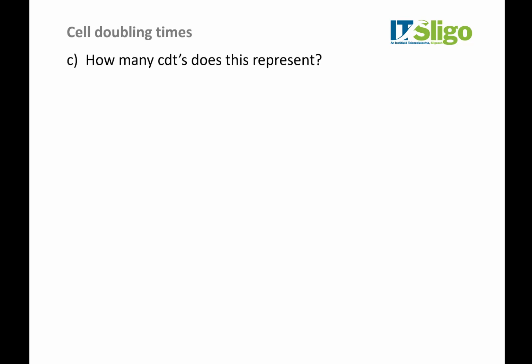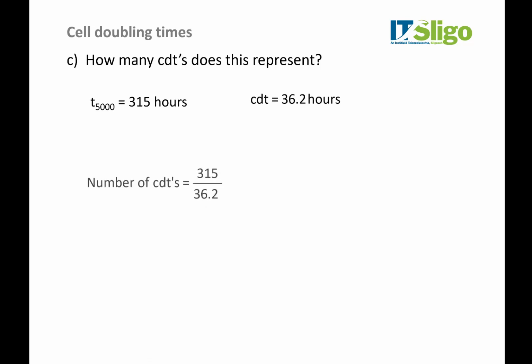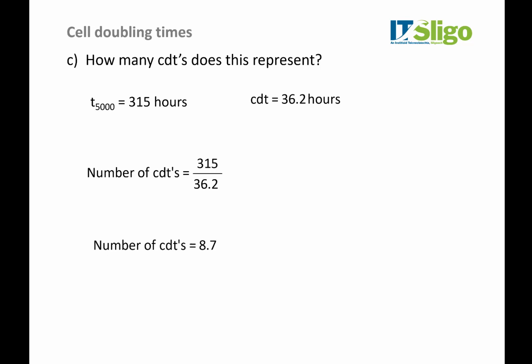Finally then, how many cell doubling times does this represent? At least we get to finish up with some fairly straightforward maths. 315 hours to reach a population of 5,000. So how many cell doubling times is that? We simply divide it by the cell doubling time. And we get, it takes 8.7 cell doubling times.